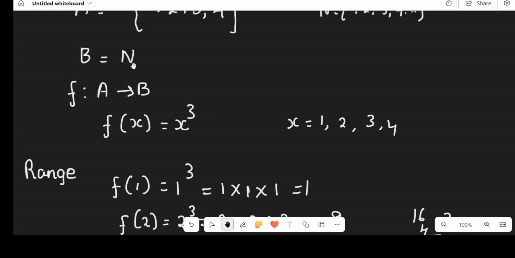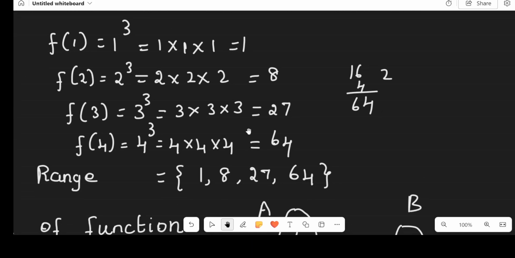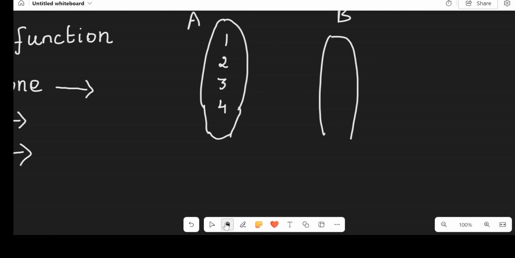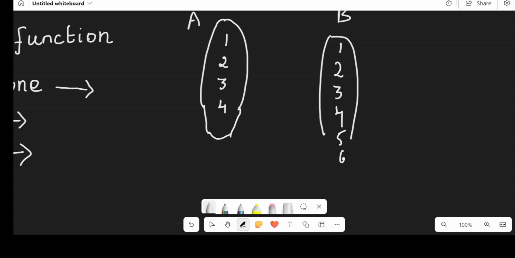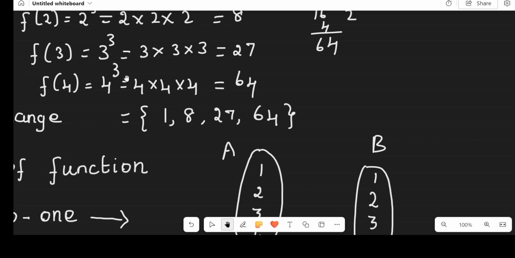B is equal to N. N means it starts from 1, 2, 3, 4, 5. So the elements of B would be 1, 2, 3, 4, 5 and it goes on, right? But what would be the relation? We have to relate this element with this element. For that, f of x is given. According to the f of x, we found this relation.